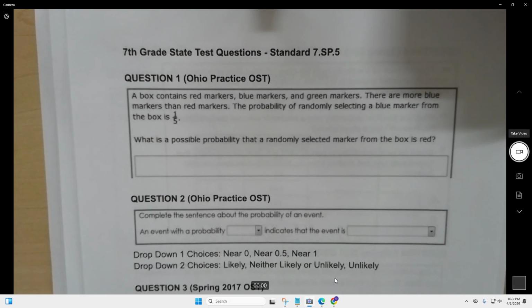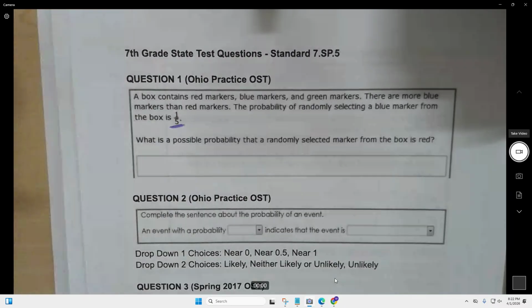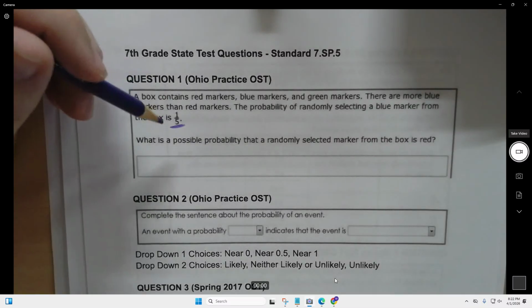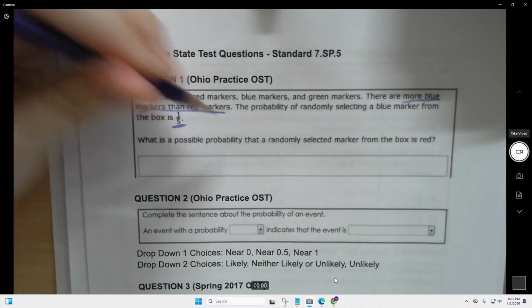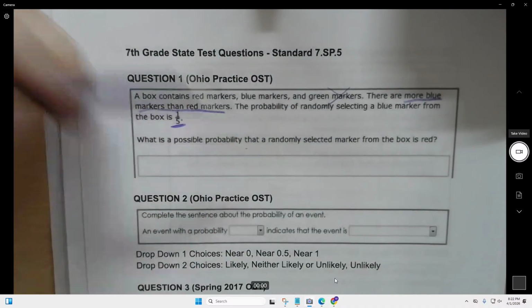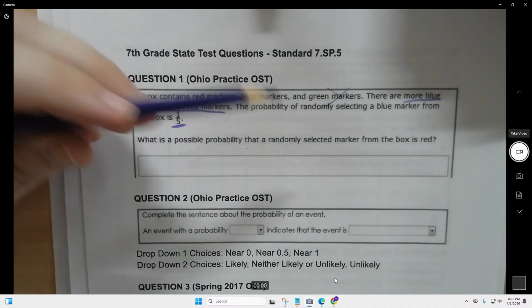A box contains red markers, blue markers, and green markers. There are more blue markers than red markers. The probability of randomly selecting a blue marker is 1 out of 5. What is a possible probability that it is red? So, we know two things: that the probability of pulling a blue marker is 1 out of 5, and there are more blue than red. The fact there are green markers, irrelevant. Don't care. What is the possibility that the randomly selected marker from the box is red?